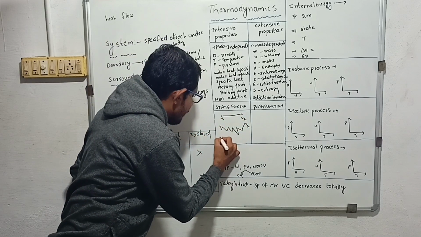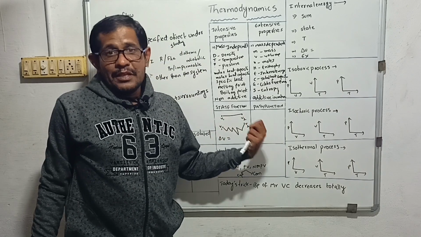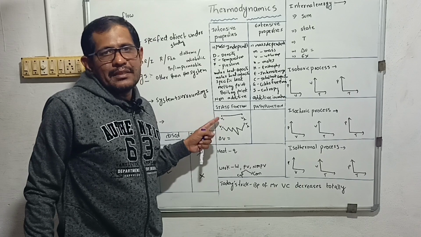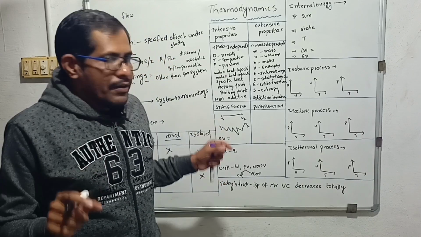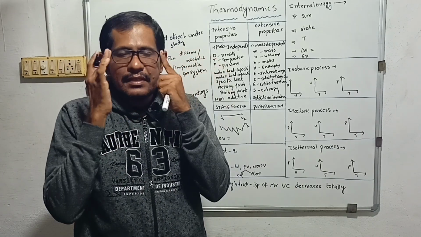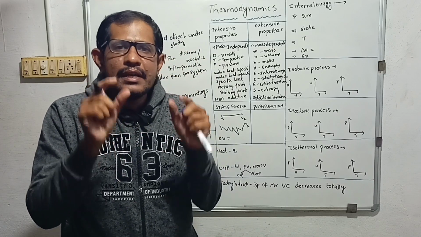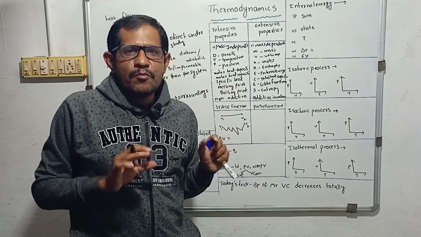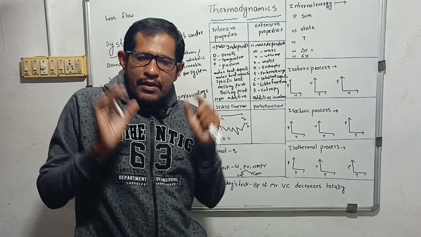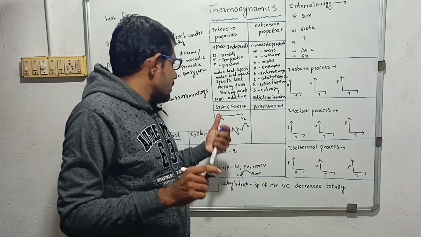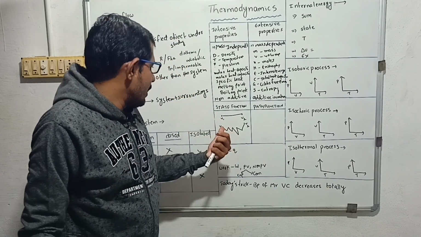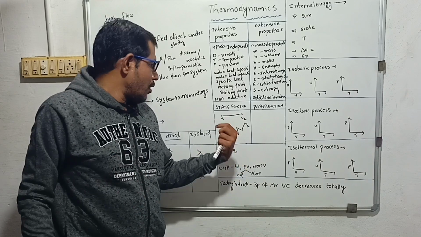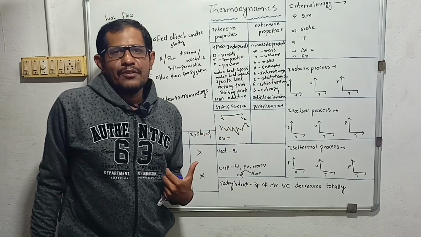So if you calculate delta V, it will come the same for the two paths. Why? Because state functions only depend on the initial and final states, and how the changes happen, the state function doesn't bother. The change happens from the initial value to the final value only. So for these 2 paths, delta value is the same, right? It doesn't depend on the path, it only depends on the initial and final value.